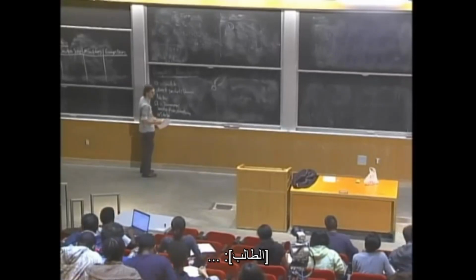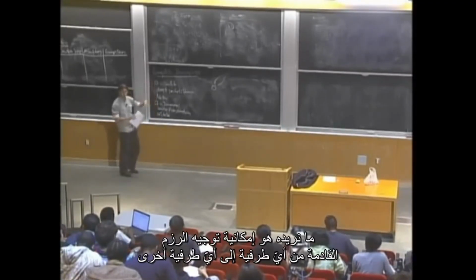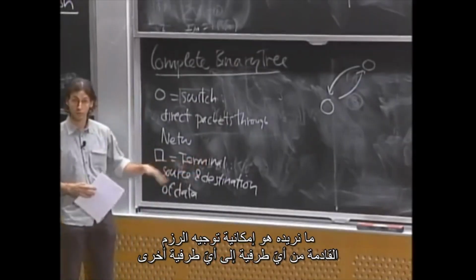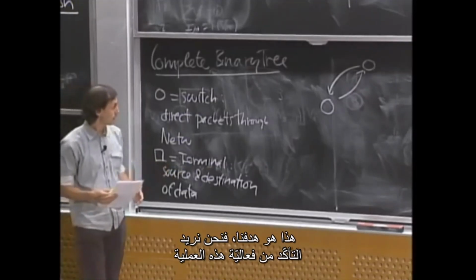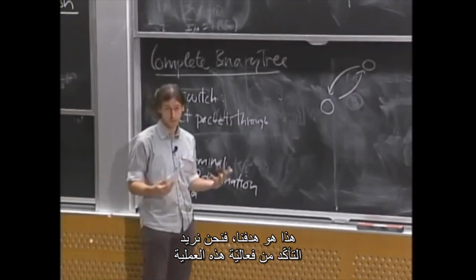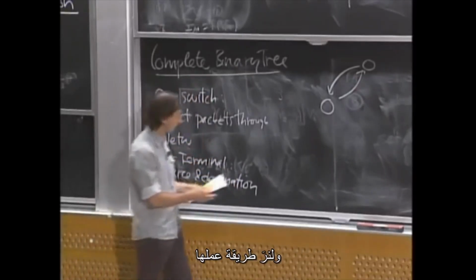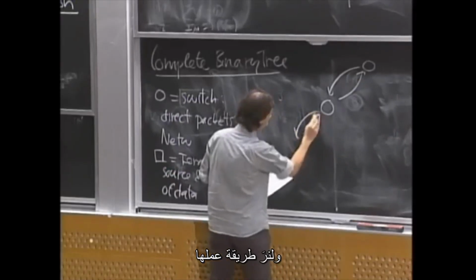Oh, okay. Thank you. So what we want is to route packets that come from any terminal to any other terminal. That is what our goal is, and we want to make sure that that is efficient. So the first one is this binary tree. And let's see how this may work.